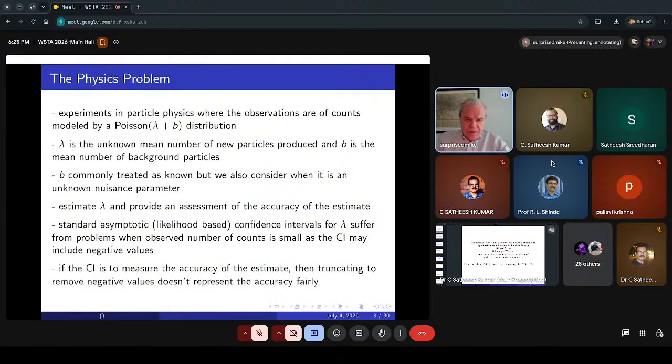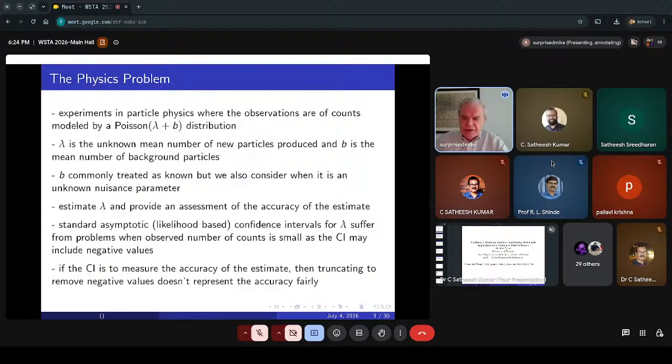Okay, the physics problem. It seems like a very simple problem in some ways. In particle physics, people are counting numbers of particles, events, in the Large Hadron Collider, and they're modeling that by a Poisson distribution, but with a bit of a wrinkle. The mean is lambda plus b, where for the moment we'll consider b as an unknown constant. b is the noise, so b represents the noise.